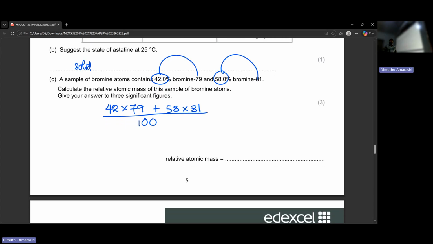What was the answer, you guys? 80.16. 80.2. 80.2. 3 significant figures.